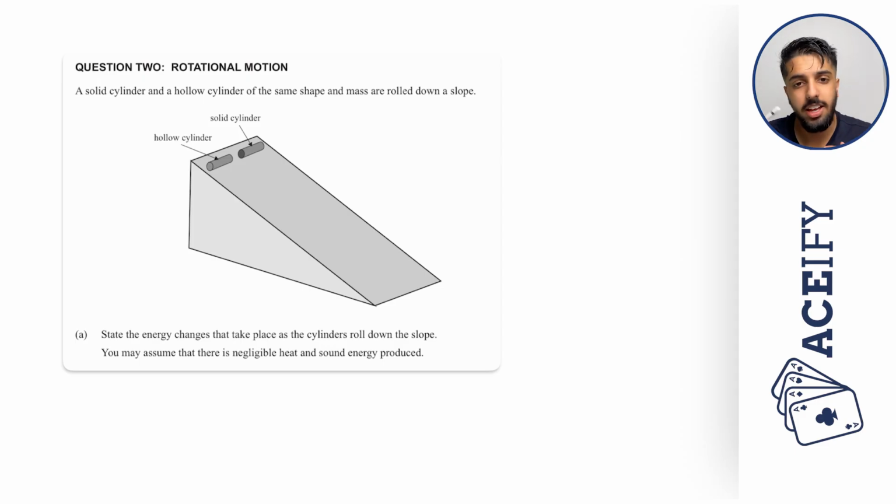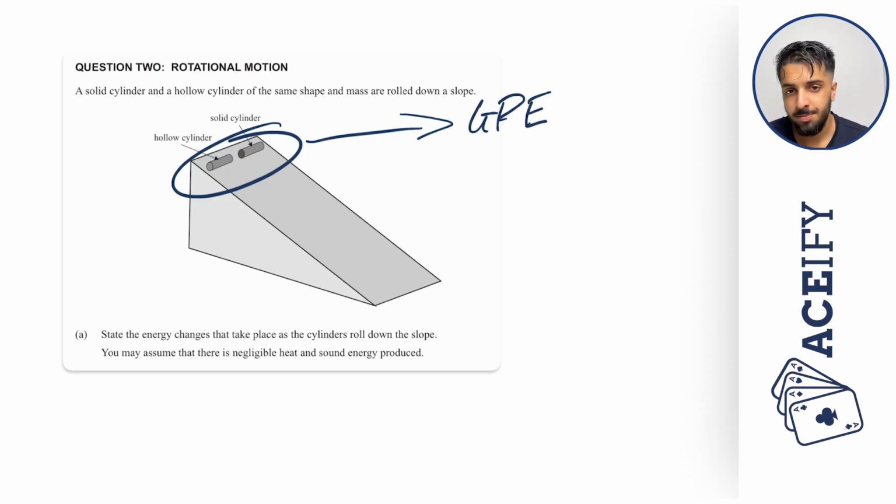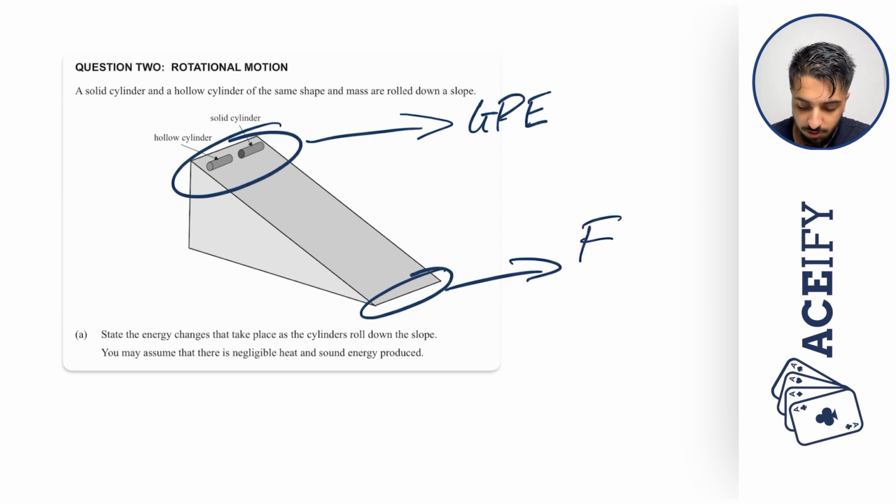A solid cylinder and a hollow cylinder of the same shape and mass are rolled down the slope. State the energy changes that take place as the cylinders roll down the slope. Okay, so when they are at the top of the slope, this is when they have the most gravitational potential energy, right? They are not moving as well, so they have zero kinetic energy. And you can imagine when they are at the bottom of the slope, this is when they're going to have the least gravitational potential energy and the most amount of EK.